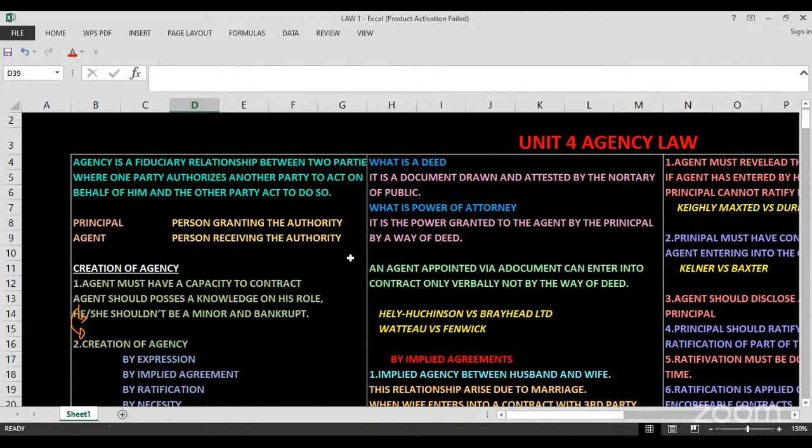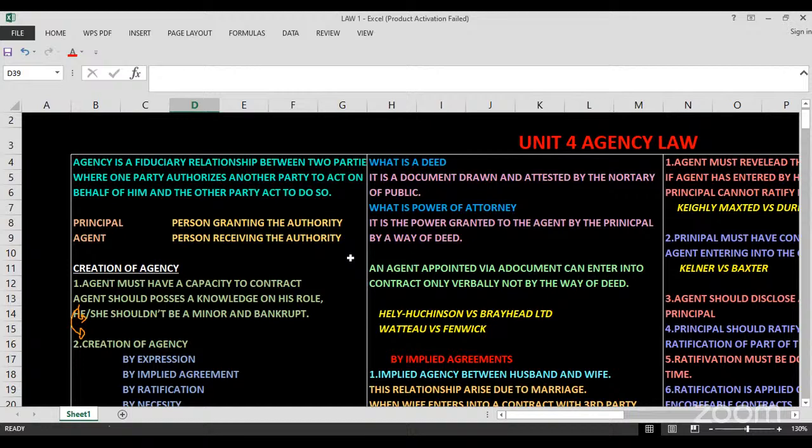Now, what is power of attorney? It is the power granted to the agent by the principal by way of a deed. So there is a written appointment, one is by a document but it's not a deed, which means it's just a piece of paper that is not authorized by the lawyer. The next one is by way of a deed, which means that it is authorized.